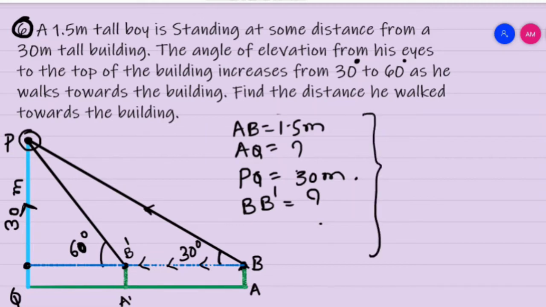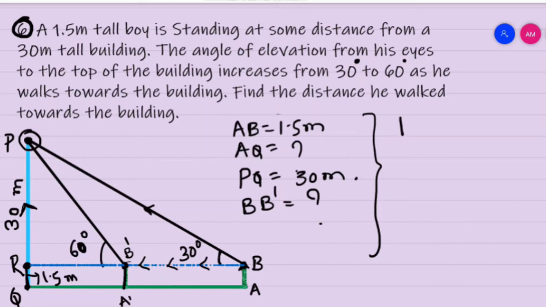First of all, children, suppose this is B dash and let us say that this is R. This point R is on the straight line. When you join B to R, you get a straight line BR. Now this RQ is how much? RQ is also equal to A dash B dash, which is equal to AB. How much is AB? This is 1.5 meters. RQ is also equal to 1.5 meters.